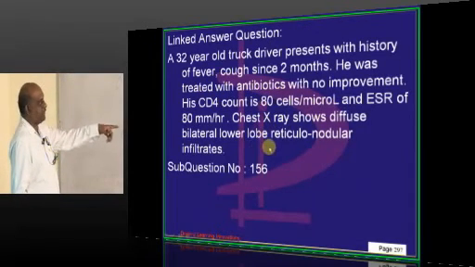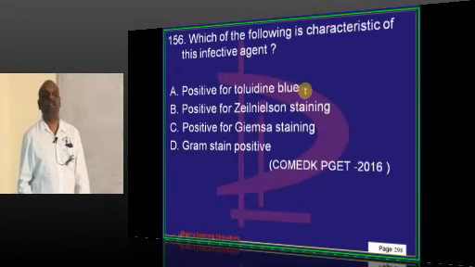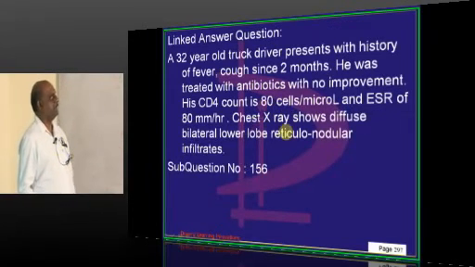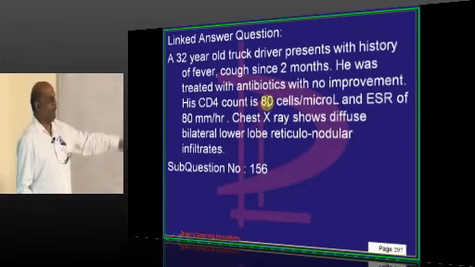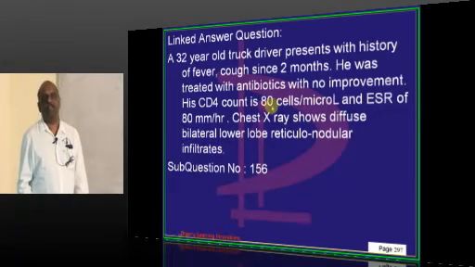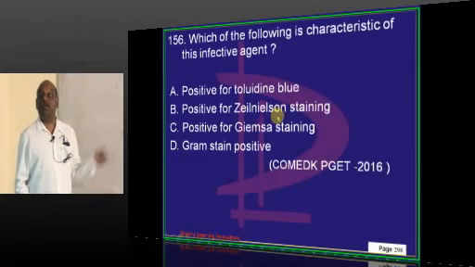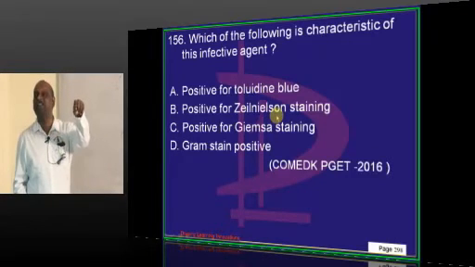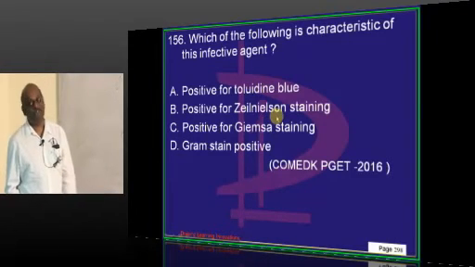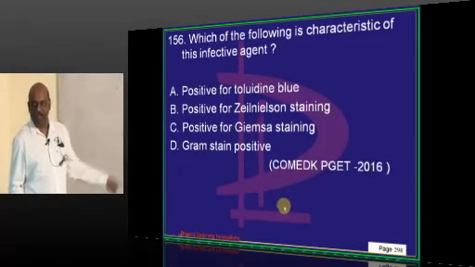32-year-old truck driver, chest X-ray shows reticulonodular infiltrate. What is the typical characteristic of this infective agent? Lower lobe reticulonodular infiltrates, no improvement with antibiotics means it is a case of TB. TB typically will be positive for Ziehl-Neelsen. Once more, what is the rule? If TB is in the options, the answer is going to be TB only, don't think anything else, right? Examiner feels insulted if you happen to choose anything else.